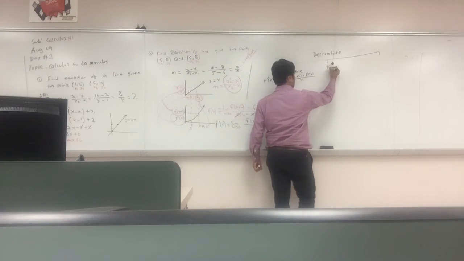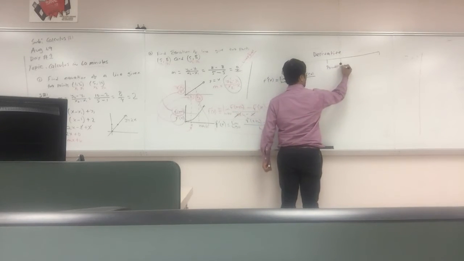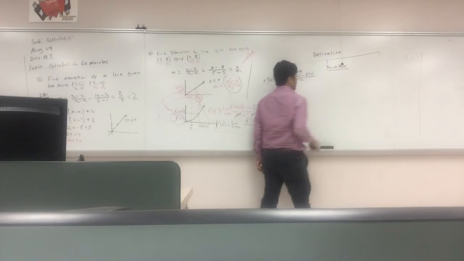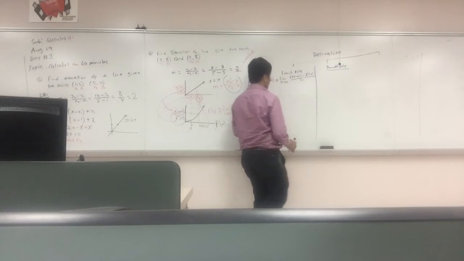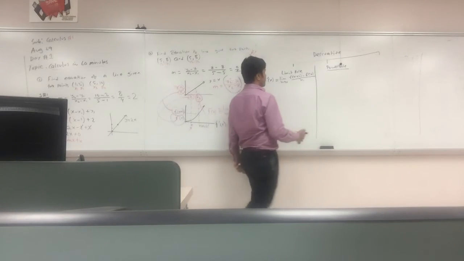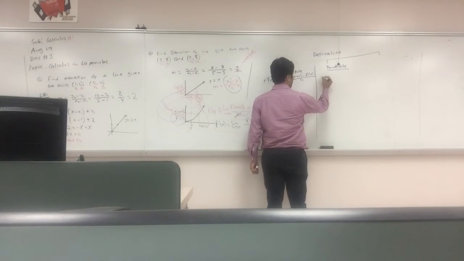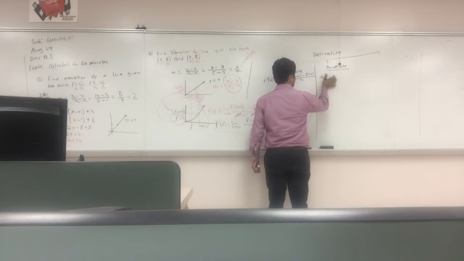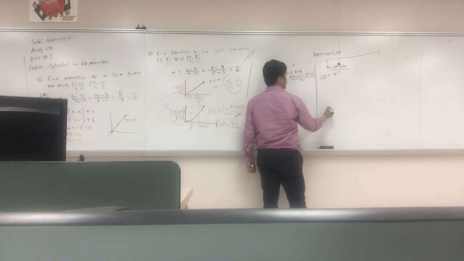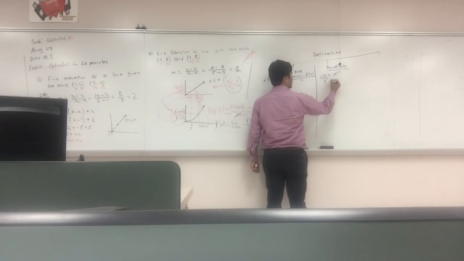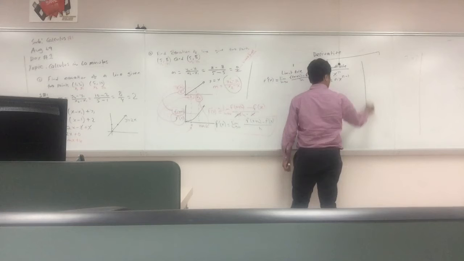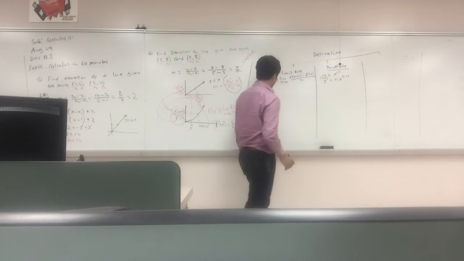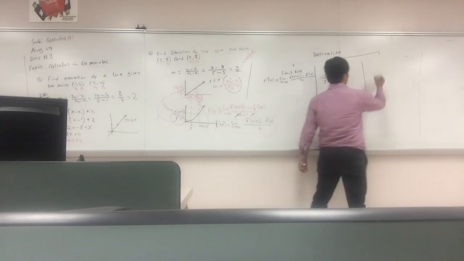Then the power rule. I'm going to give you an example right here. The power rule is pretty simple. If you have y equal to x to the n, then you write y prime equal to n x to the n minus 1. I'll give you an example in a second. Then the product rule.